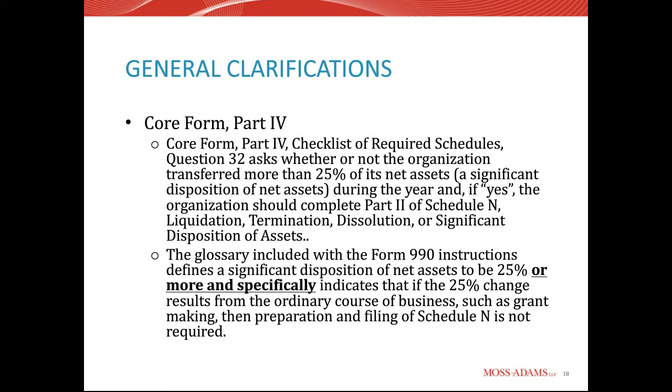The glossary of the 990 instructions can be very helpful in a lot of situations, and in this one, because the glossary for this particular Schedule N says that, more specifically, if the 25% change resulted from the ordinary course of business, such as grant making, then preparation of Schedule N is not required. So if an organization has been very giving for a particular reason in a particular year, and you lose 25% of your net assets because of that, you don't necessarily have to file Schedule N. So when in doubt and you're not quite understanding what the instructions say, go to the glossary for the 990 and look that up there and see if you can get some additional clarification of some of that information.